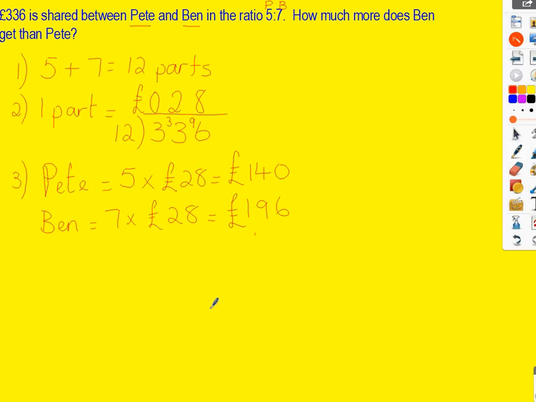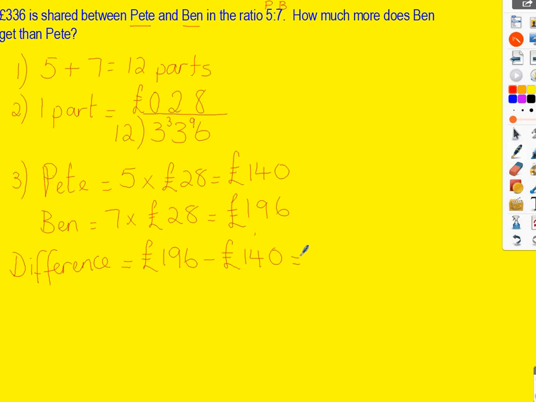I haven't finished the question yet. It's really important that you read the last line or the last sentence in the question, because if I've left it as it is now, I'm going to lose marks. The question is asking me, how much more does Ben get than Pete? So that's the difference in how much they're receiving. So the difference is going to be the difference between these two values. £196 is how much Ben is having. And I take away from that how much Pete is having, which is £140.